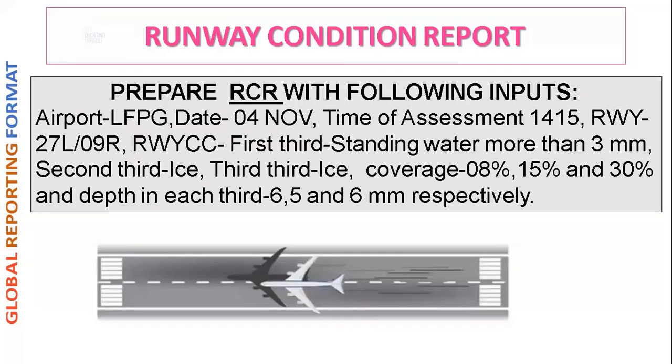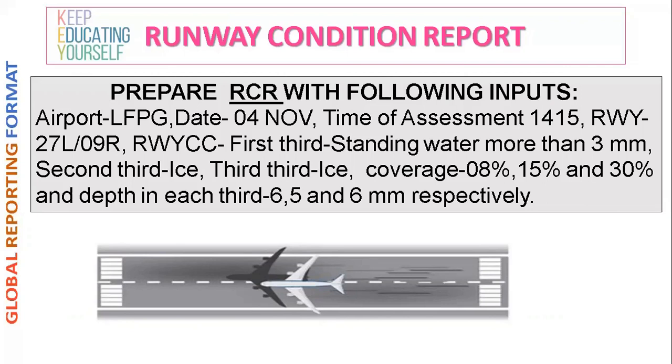Now we will see how to prepare a runway condition report. Here I have taken one example. It is simulated for us. The airport is Paris, date of observation is 4th November, time of assessment is 1415 UTC. Runway we have given 27 left or 09 right. At the time only one runway is operational. For understanding purposes we have done this.